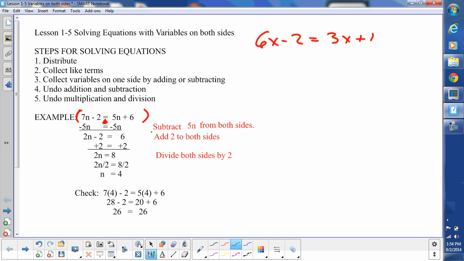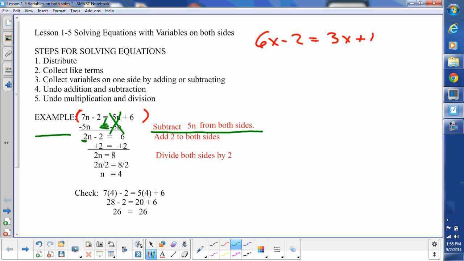To do that, we will subtract 5n from both sides. Notice, we subtract 5n just as we would subtract the number 5. So on the left, we have minus 5n. We bring our equal sign straight down. On the right, we have minus 5n. 7n minus 5n is 2n because 7 minus 5 is 2. We still have the minus 2, and on the right, 5n minus 5n goes away. We have the number 6.